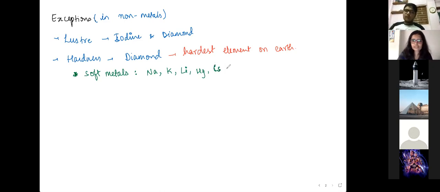Can you repeat that, Nikki? Sodium and potassium can be cut with a knife, right? Yes. All of these, sodium, potassium, lithium, can be cut with a knife. You don't even need a really sharp knife. You can take a butter knife or a spoon, put a little force on it, and cut it. CS is cesium. It is the most reactive metal in the whole periodic table.